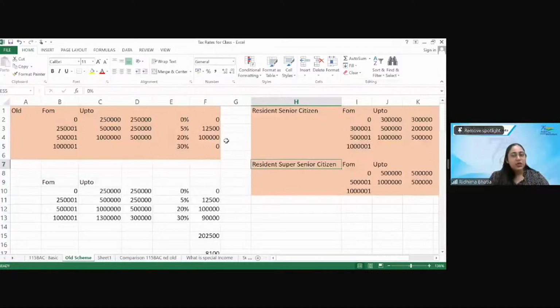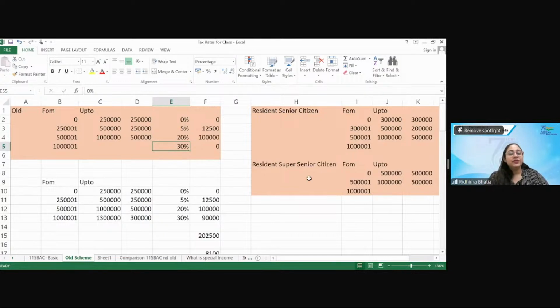Okay? So the old regime, which is unchanged for years now, is absolutely the same. 0 to 2,50,000 is 0% rate, 2,50,000 to 5 lakh is 5%, 5 to 10 lakh is 20%, and above 10 lakh is 30%. Now, if I ask you the basic exemption limit, you will say the basic exemption limit as per the old regime is 2,50,000.